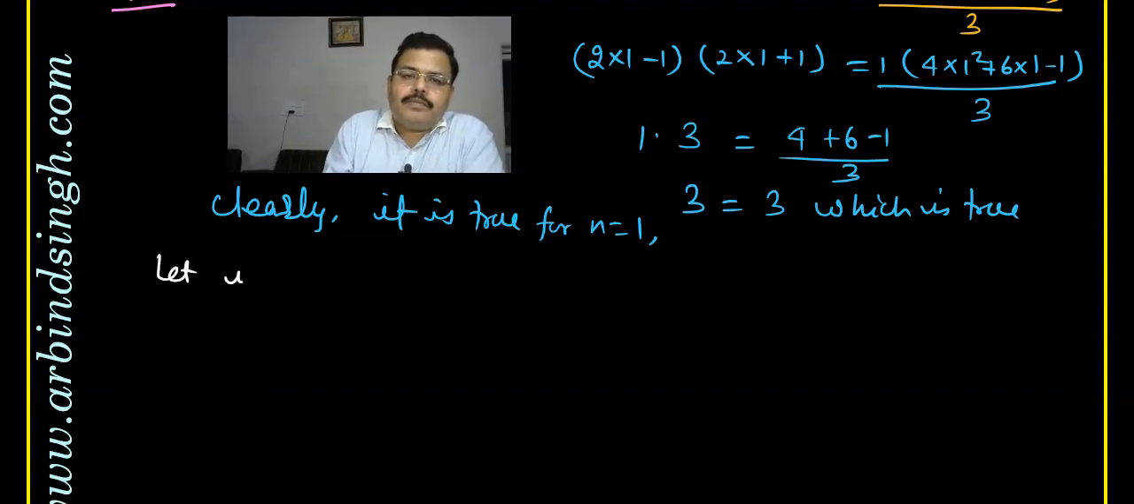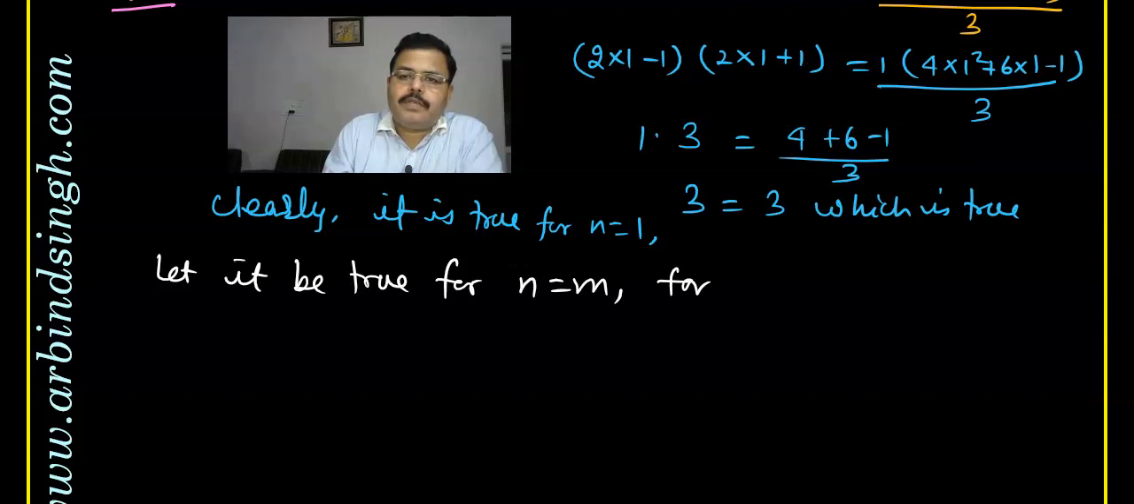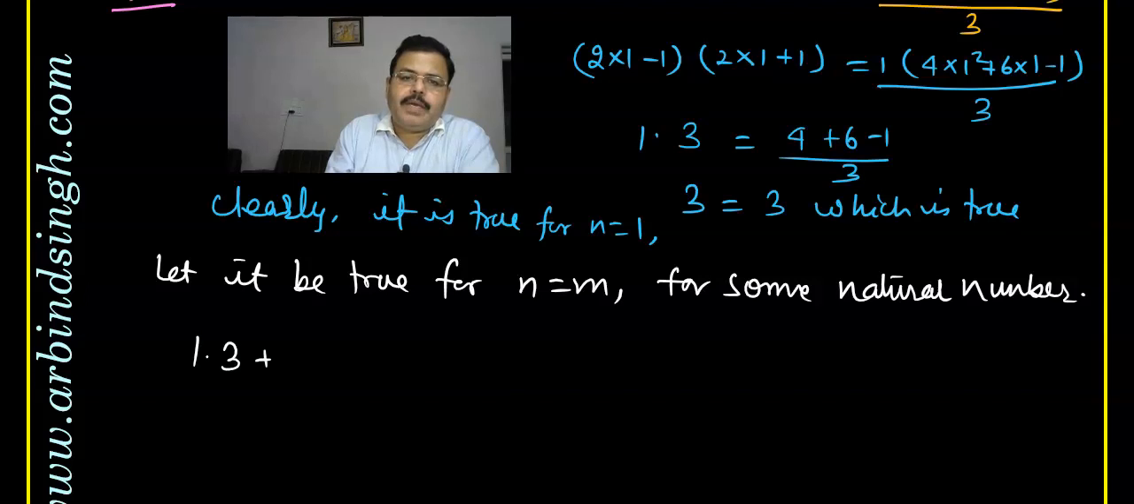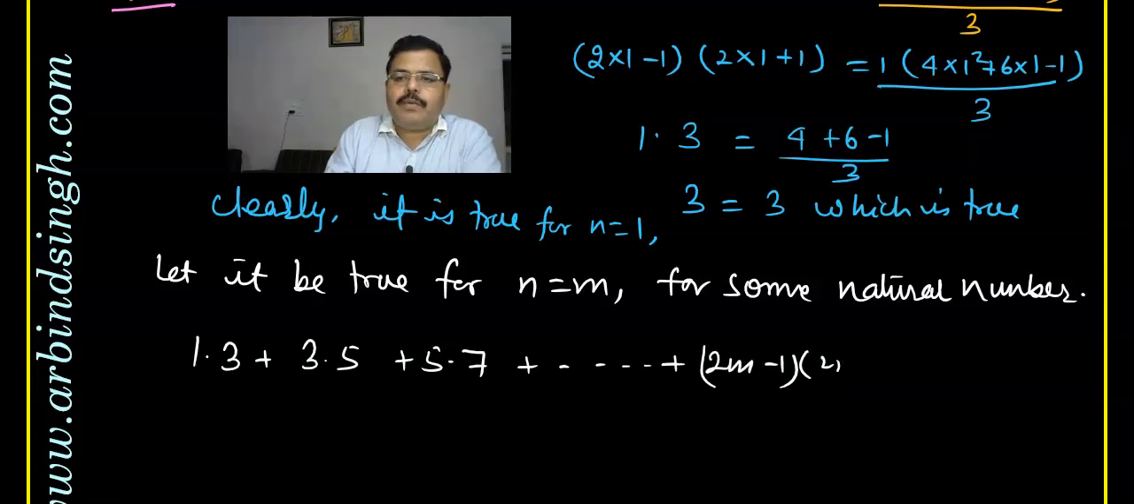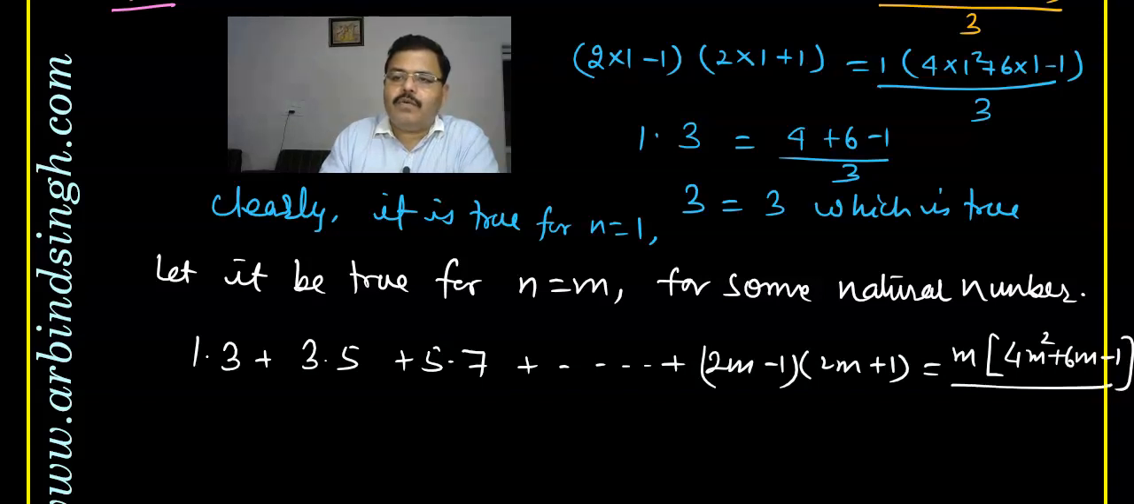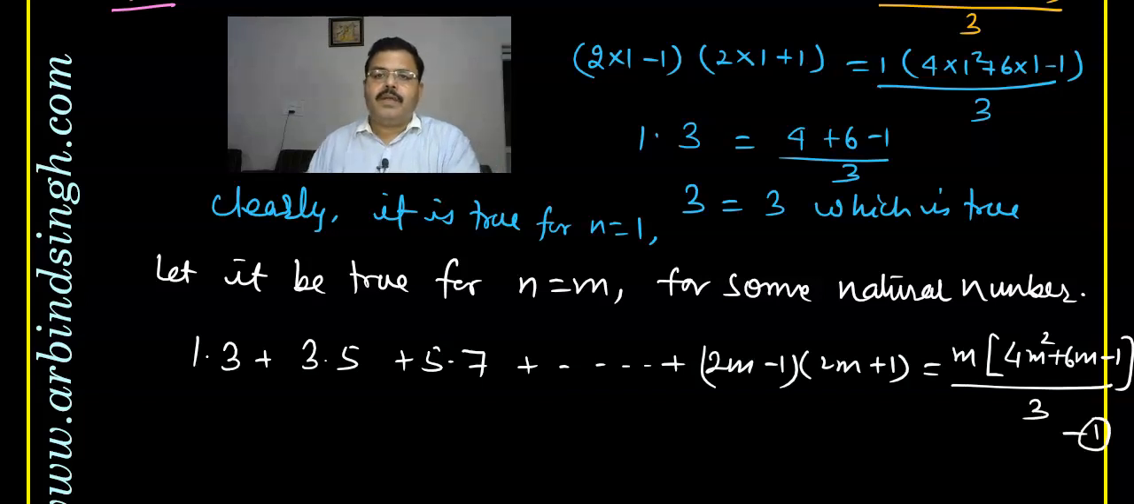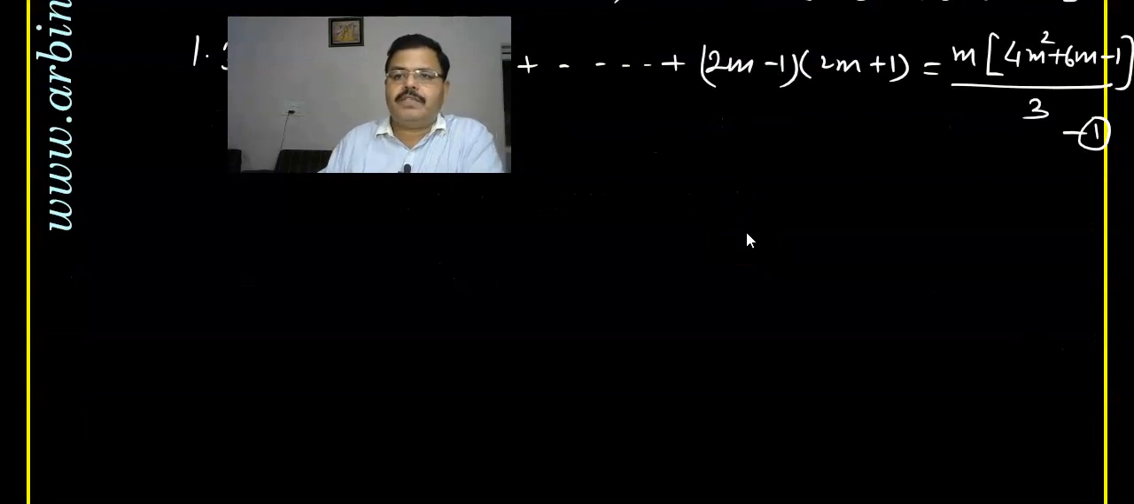Let it be true for n is equal to m for some natural number m. Right? In that case, what will happen? 1 into 3 plus 3 into 5 plus 5 into 7 and up to 2m minus 1 into 2m plus 1. And that should come m into 4m square plus 6m minus 1 whole divided by 3. This is equation 1. Now you have to show that it is true for m plus 1 also.